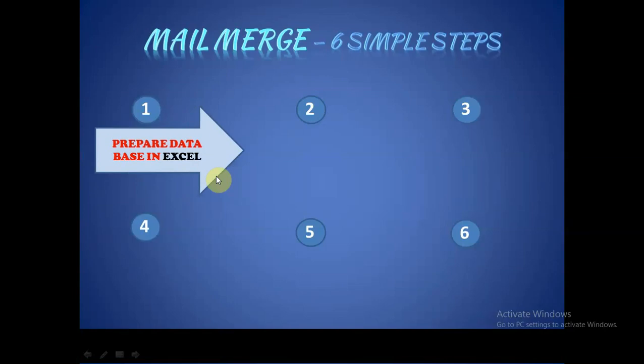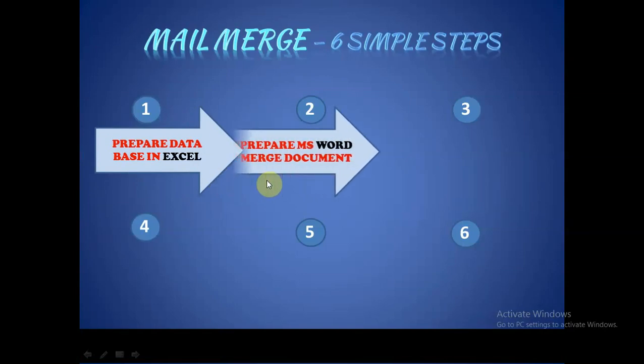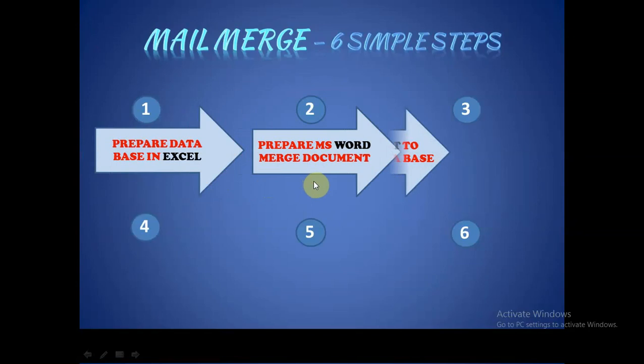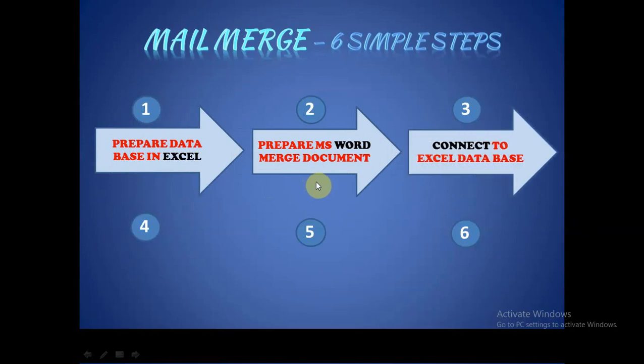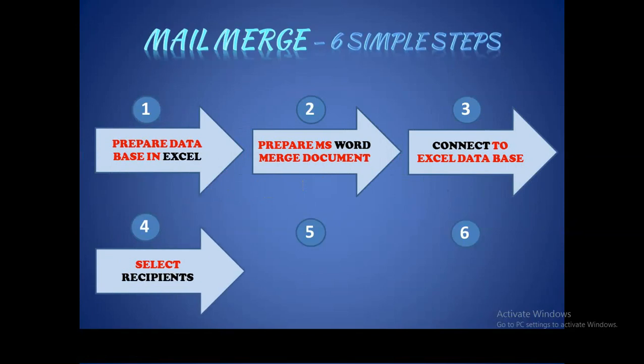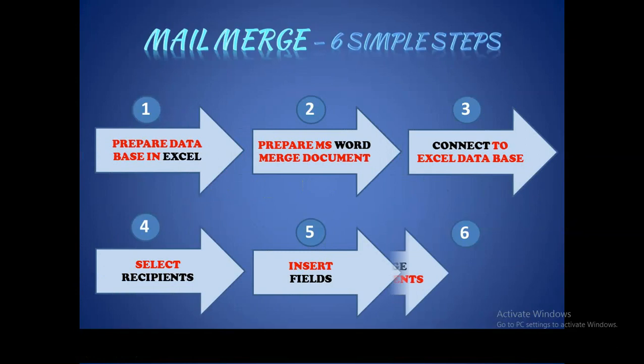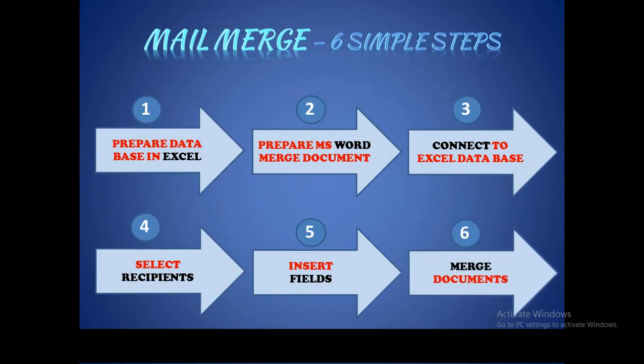In the first step, we are going to create an Excel document. So simple, my friends. In the second step, a Word document. Third step, just merge these two documents, connect them. And the fourth one, select recipients. And the fifth one, just insert fields. And the last, sixth step, just merge the MS Word and Excel documents to get the merged third document.